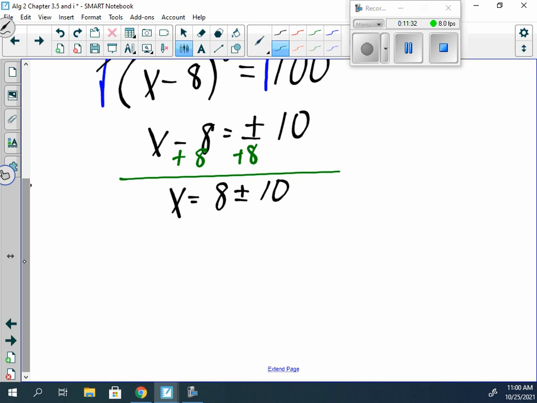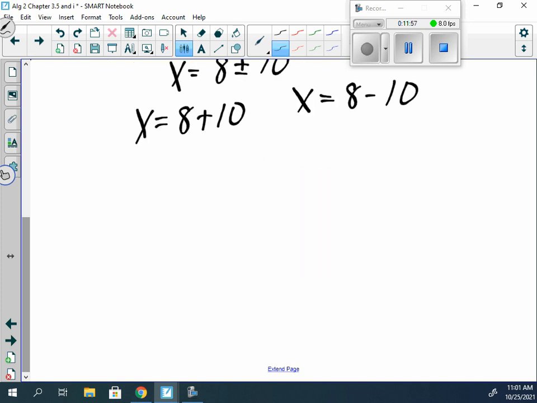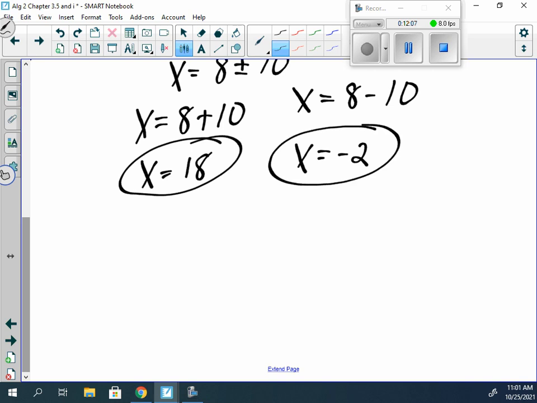Can I add 8 and 10? Can we do 8 plus 10? Can I do 8 minus 10 and get a number? Yeah, we can add and subtract 8 and 10, yes? Because they are like terms. So if they are, we have to actually add them and subtract them. Well, 8 plus 10 is 18. 8 minus 10 is negative 2.